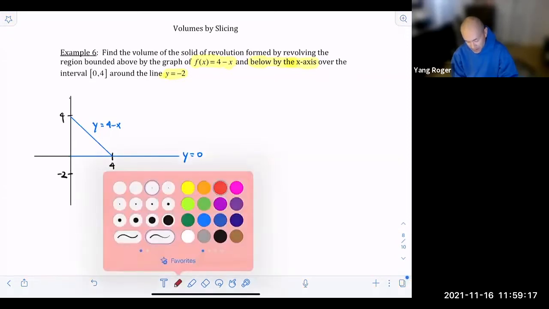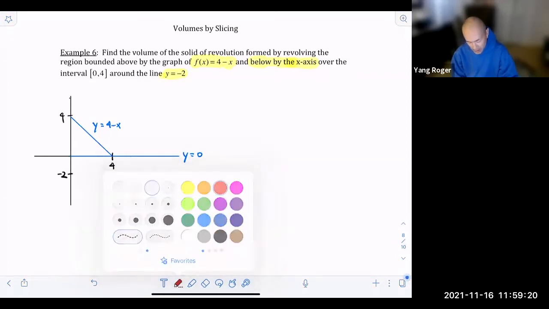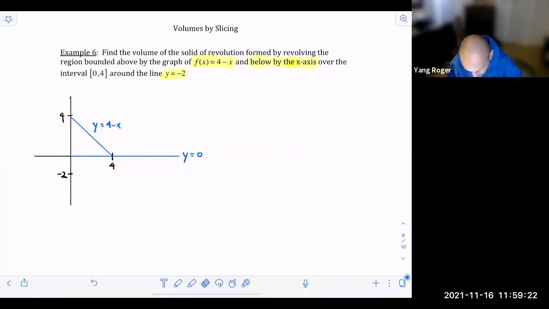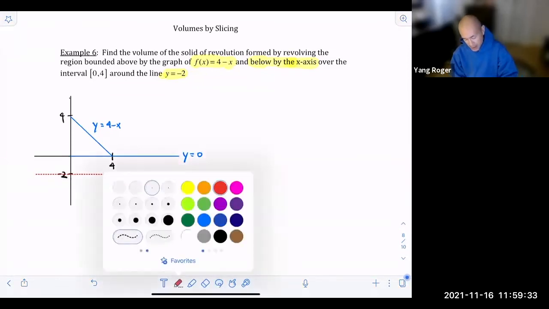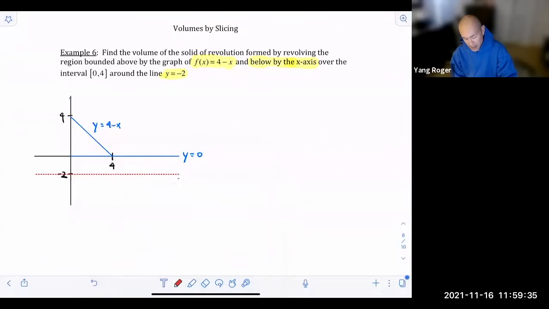And let me put this in red. This looks something like that. Are there any questions about this so far? No questions. Okay.